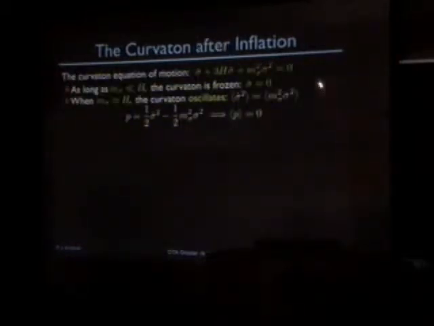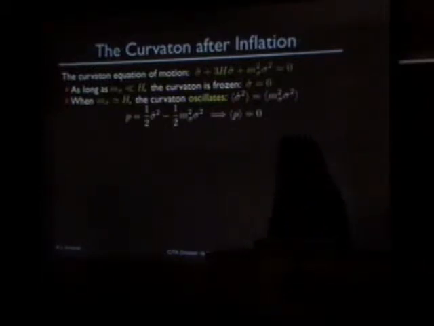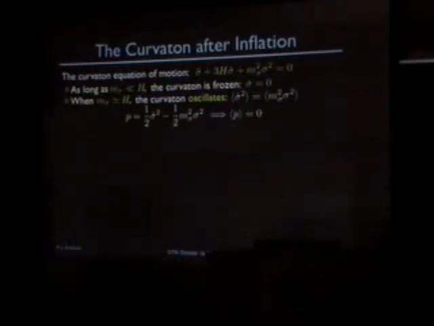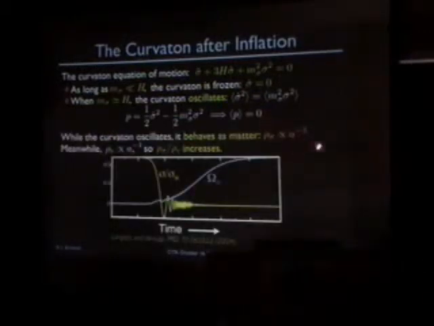After inflation, the curvaton is still obeying its equation of motion. As long as the Hubble parameter is greater than the mass of the curvaton field, the curvaton is effectively frozen. When the mass becomes equal to the Hubble constant, the curvaton will begin to oscillate in the bottom of its potential well. When it oscillates, the average value of its potential energy is equal to the average value of its kinetic energy. And that means that the average value of its pressure is 0. It's effectively behaving like matter, which means it's going to fall off as a to the minus 3.